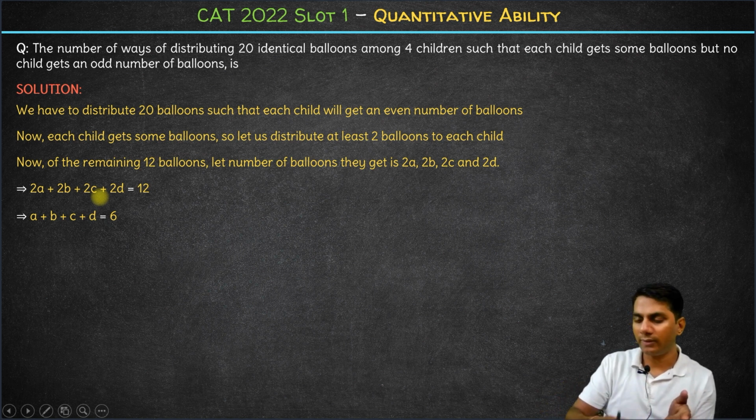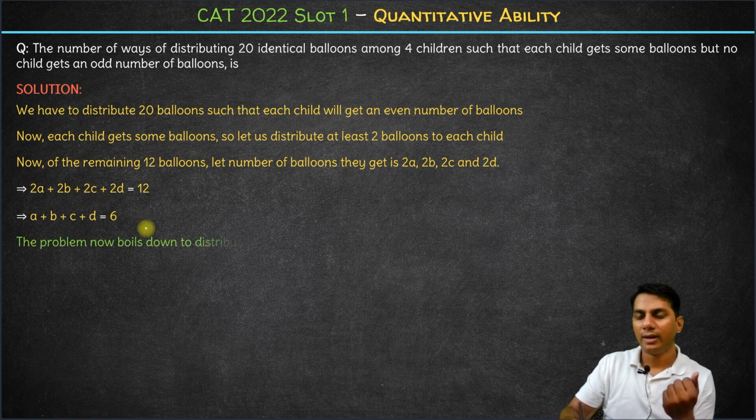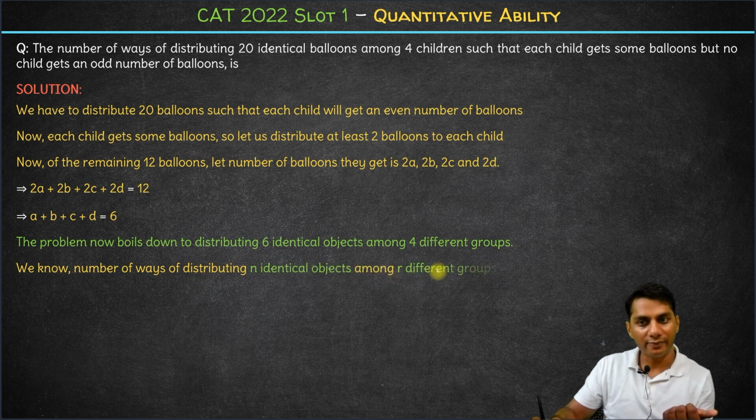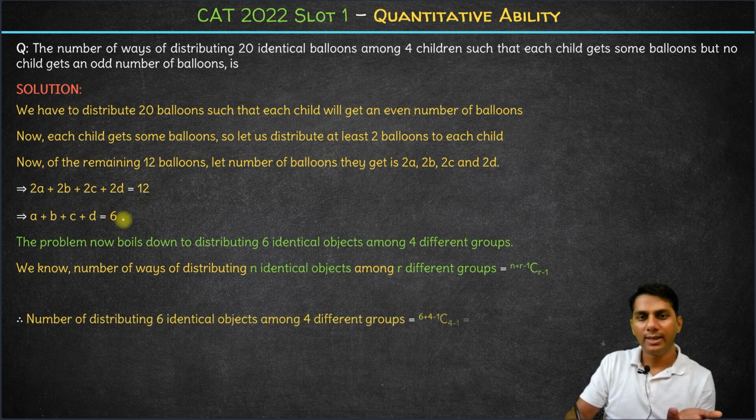Now we know there is a formula for this. The formula is, if you have to distribute n identical objects amongst r different groups, then the number of ways of doing this is (n plus r minus 1) C (r minus 1). So here n is the number of objects, which is 6, and r, the number of groups, is 4. So the number of ways of distributing balloons will be (6 plus 4 minus 1) C (4 minus 1). So 6 plus 4 minus 1 is 9, and 4 minus 1 is 3.